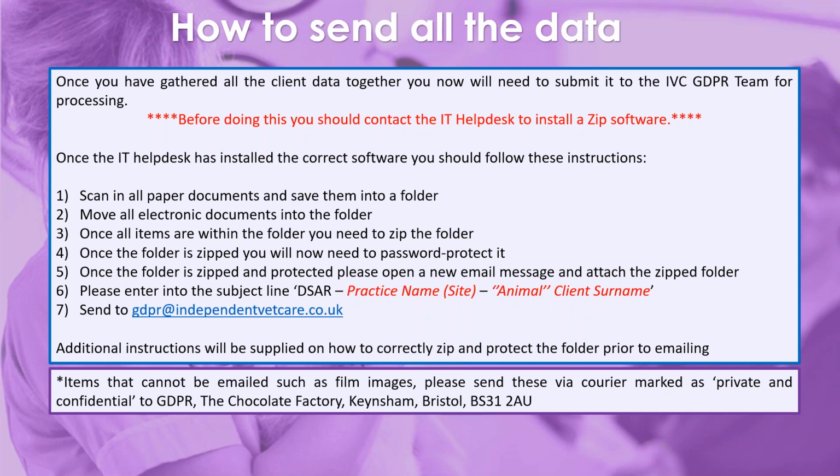Any items that cannot be emailed, such as film images, should be sent by a courier. They should be recorded and you should obtain proof of postage. They must be marked private and confidential and addressed specifically for the GDPR team at Central Support using the Chocolate Factory address.